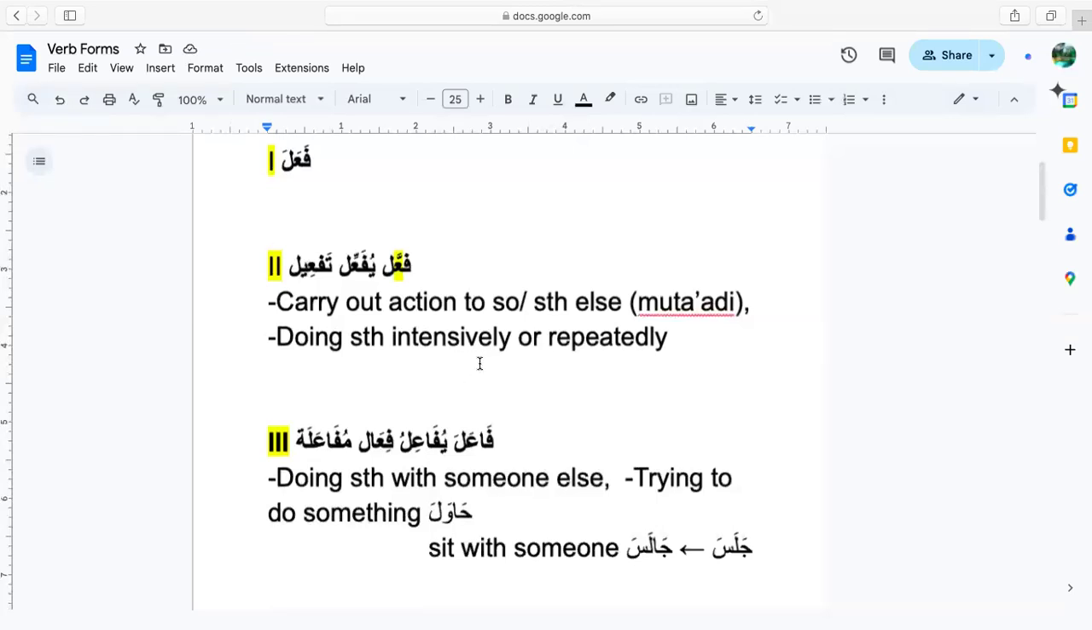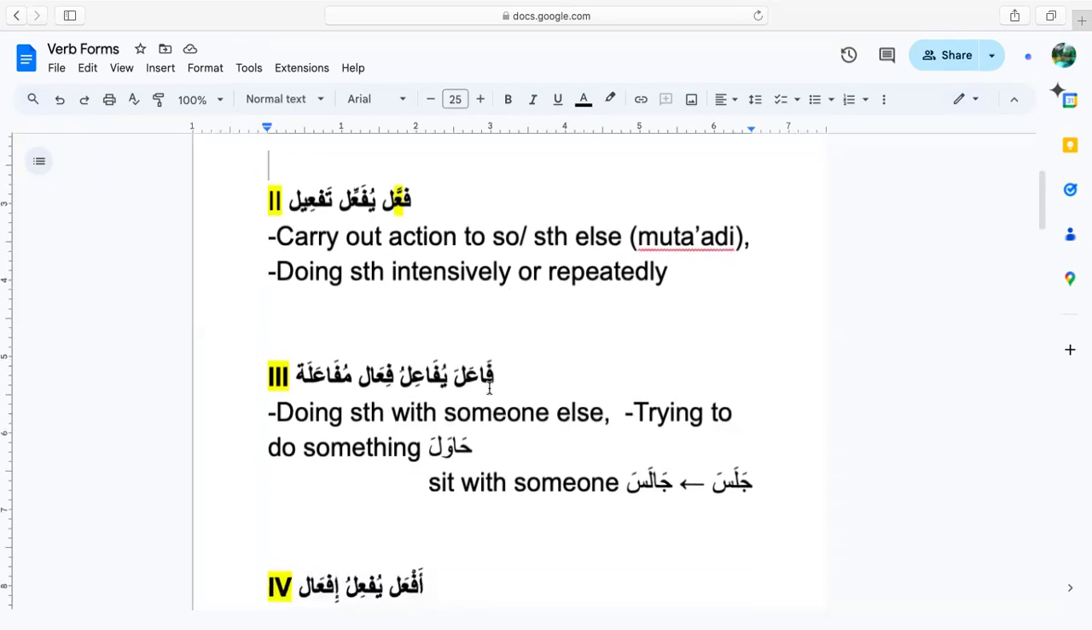So doing something intensively as well, or repeatedly. For example, kasara yaksiru means to break something. But if I say kassartu al-kuba, it means I smashed the cup. Or qattala al-jundiyu al-rajula, the soldier killed the man. Or we said قتل الجندي الجيش. He massacred or killed. So with the doubling up, it becomes more intense, or the action happened repeatedly. That's one of the meanings.